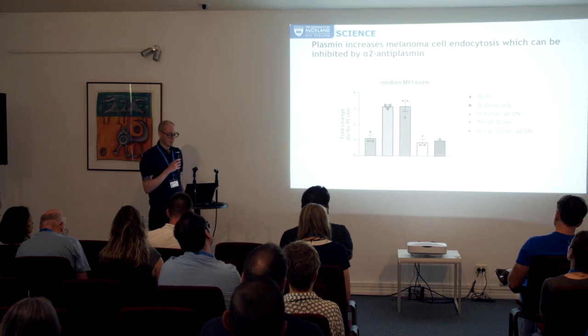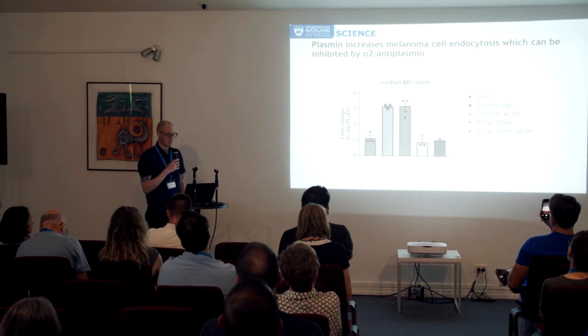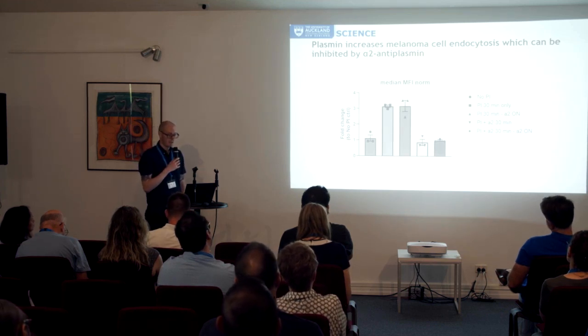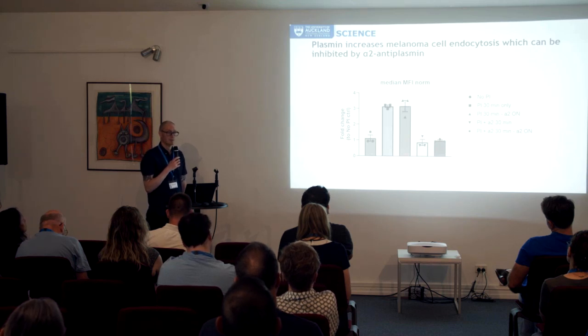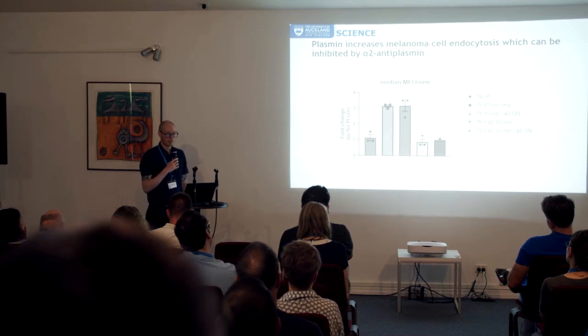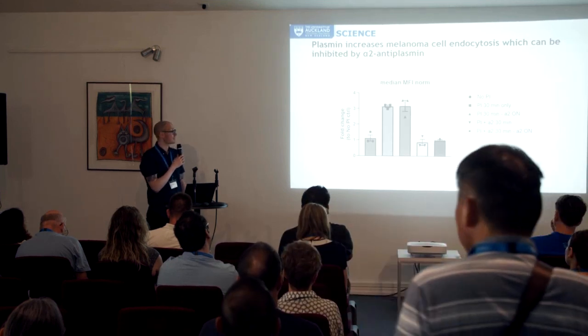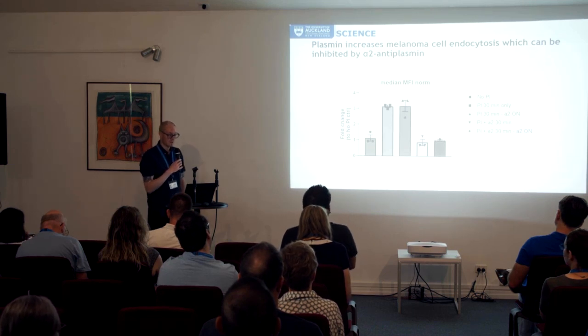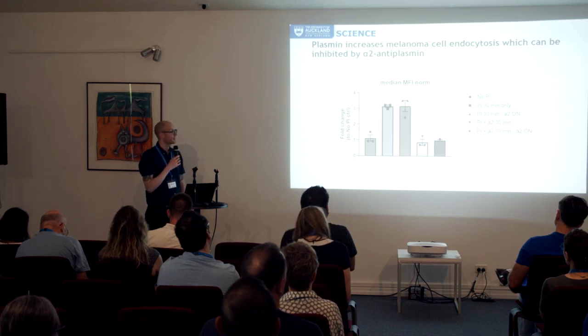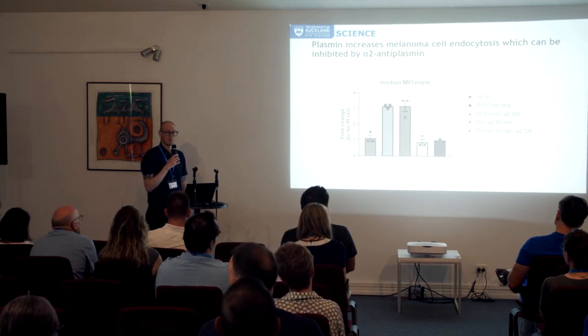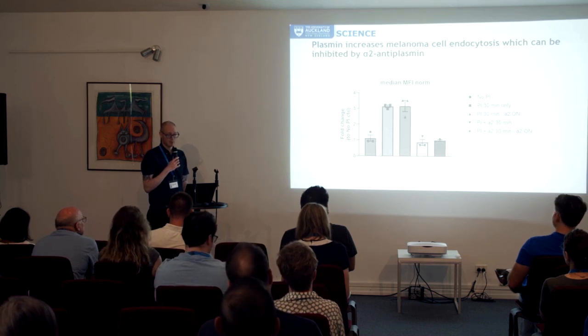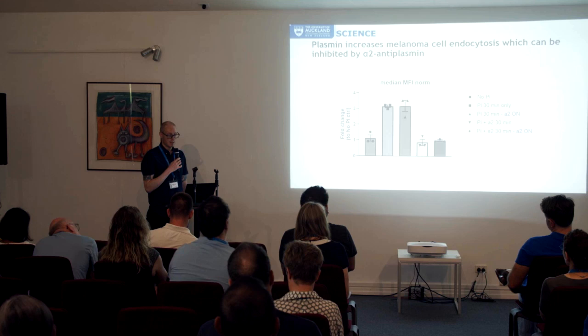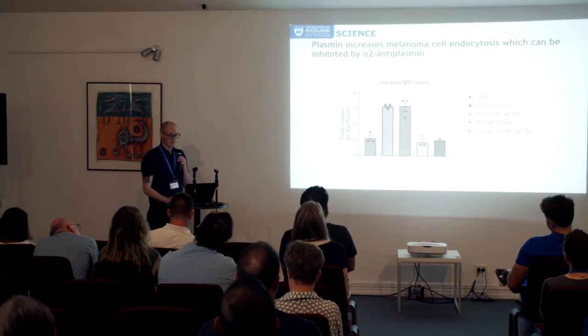We also quantified the amount of Alexa dye they take up that was bound to the melanoma cells. We have our control condition without plasmin as our baseline. And then when we add plasmin or pre-treat these melanoma cells with plasmin for 30 minutes before washing them and adding them to the dendritic cells, we see a big increase, a threefold increase of fluorescence intensity. If we add a high dose of alpha-2 antiplasmin after the pre-treatment, we don't see any effect. But if we add alpha-2 antiplasmin from the beginning, during the treatment of the melanoma cells with the plasmin, we completely lose the effect of the increased endocytosis.